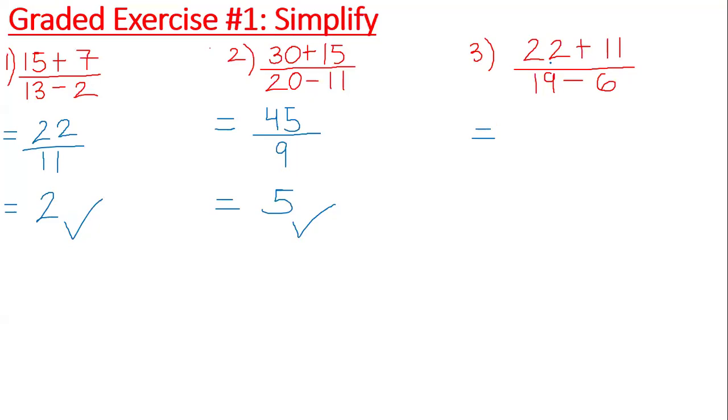I was supposed to put it as a fraction, or as a decimal. 22 plus 11 is what? 22 plus 11 is 33, good. And then 19 minus 6 is... What is 19 minus 6? 13. That's correct.